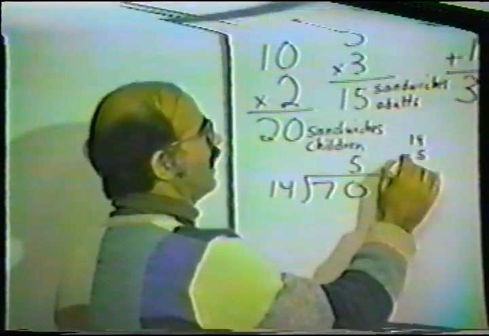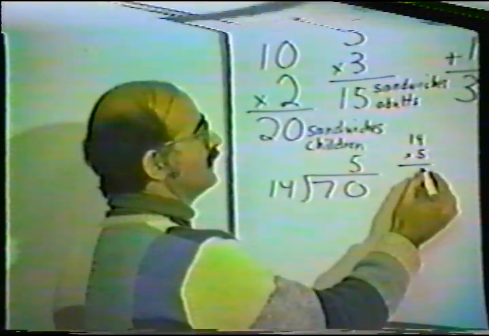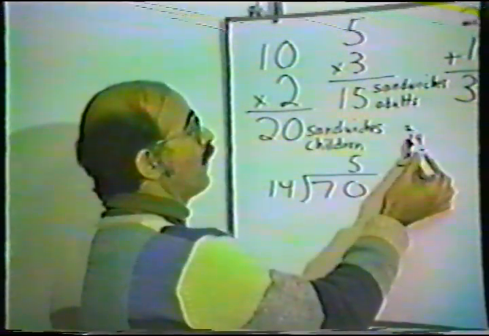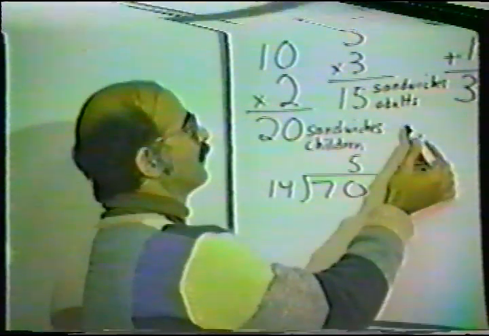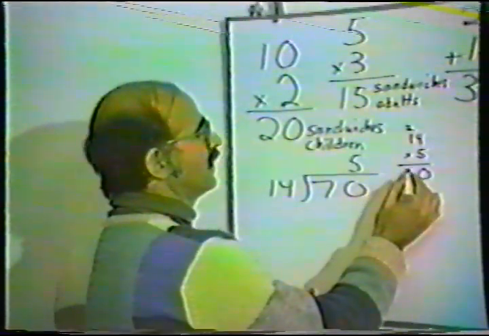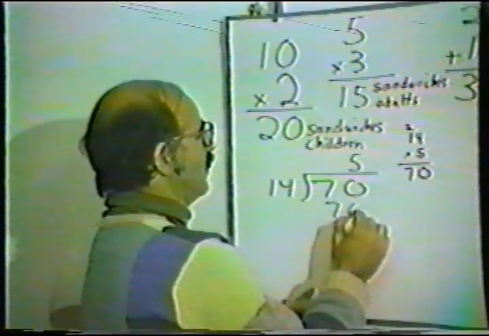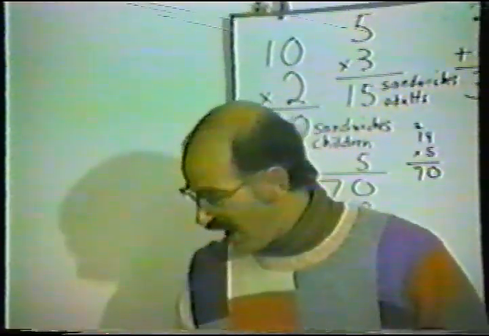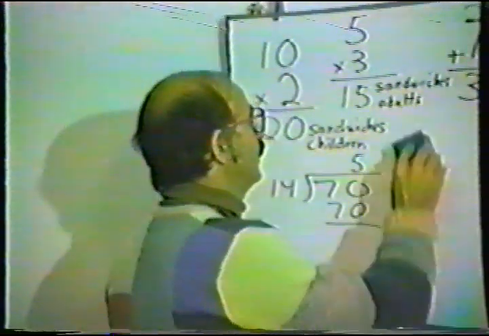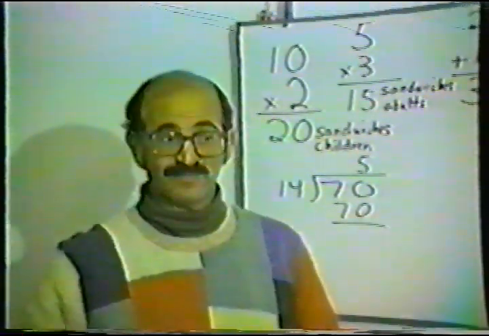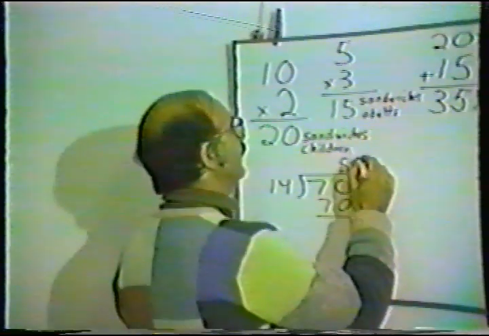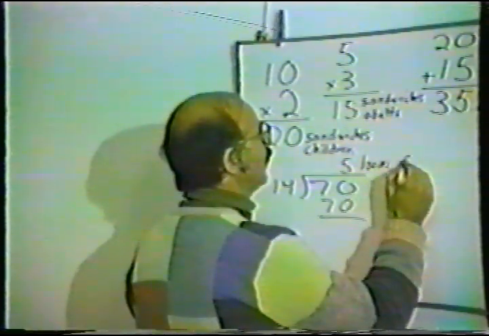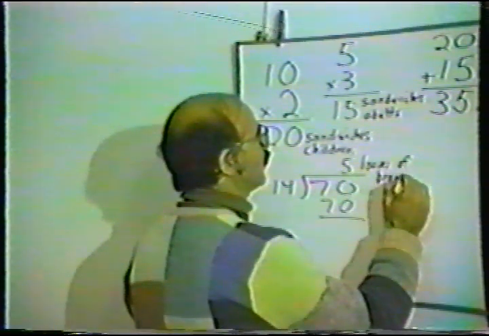14 times 5. 4 times 5 is? 20. Put down the 0, carry the 2. 1 times 5 is? 5. Plus 2 is? 7. 70. Just what we wanted. 14 goes into 70 5 times. 5 what? 5 loaves. Loaves of bread.